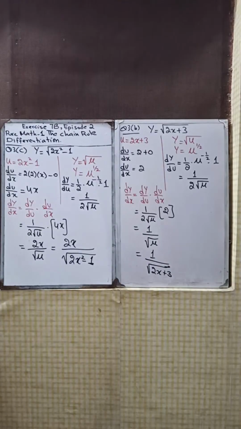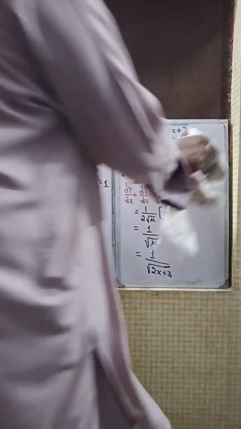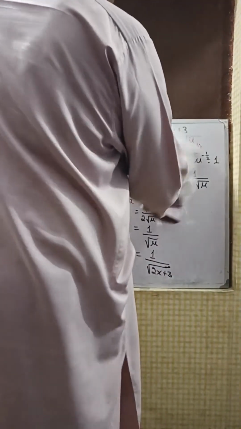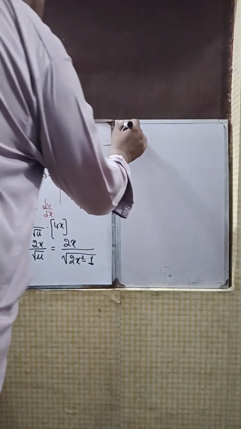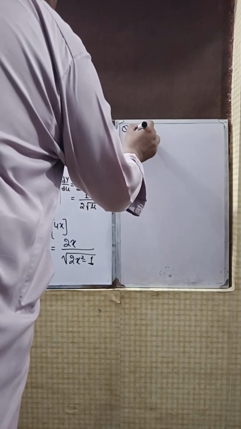The next question is question number 3, and it's a D part. Okay, let me rub this. We have question number 3, and it's D part.